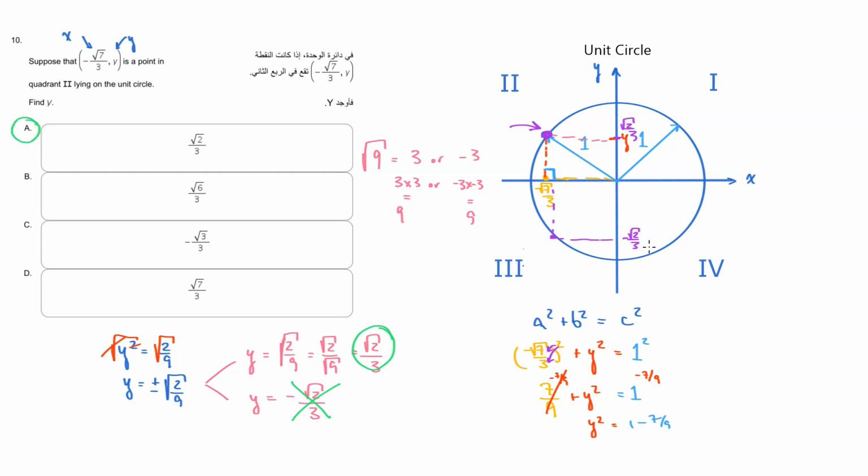So I'll just recap that. When you have a square root, you're going to end up with a positive and a negative answer. Now, how do we know which one to take? It's because of the quadrant that they've told us to use. They've told us that the point is located in quadrant 2. In quadrant 2, you have a negative x coordinate and you have a positive y coordinate. That's why we use the positive one.